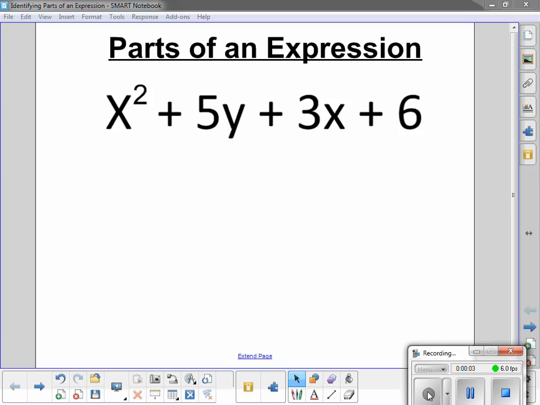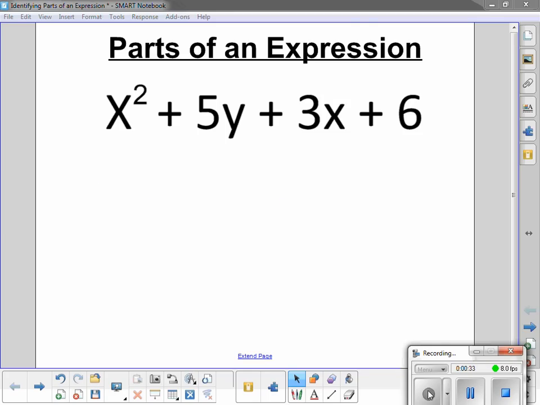In this video, we're going to learn how to identify different parts of an expression. The first thing that we need to do is identify what type of expression we're looking at. And what we're looking at here, x squared plus 5y plus 3x plus 6, is called an algebraic expression. We know it's algebraic because there are variables involved, and we know it's an expression because we do not see an equal sign.